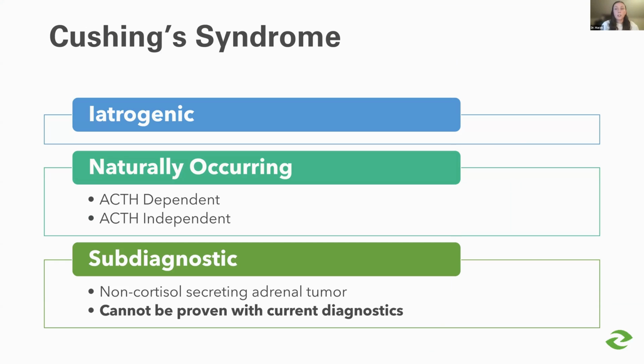Finally, subdiagnostic Cushing syndrome is a term to describe cases that we truly believe to have Cushing syndrome, but we just simply can't prove it with our current diagnostic test capabilities.